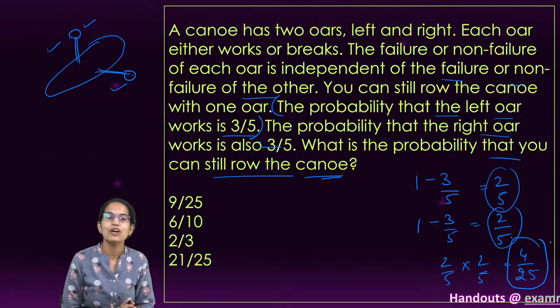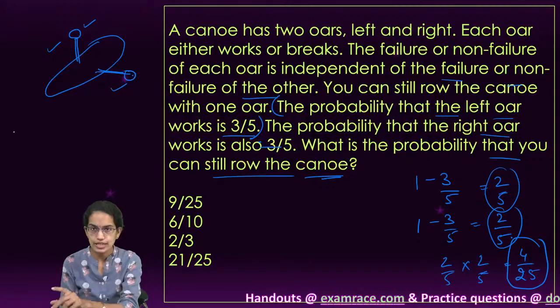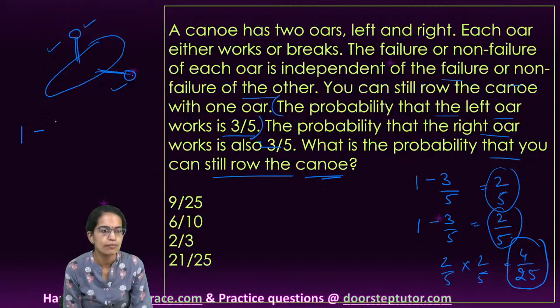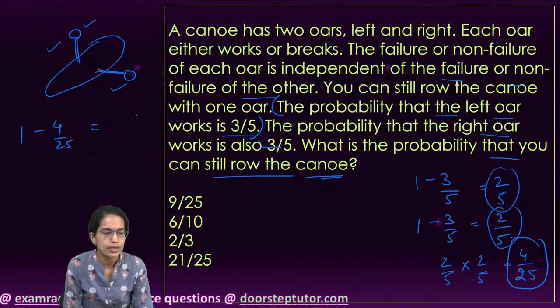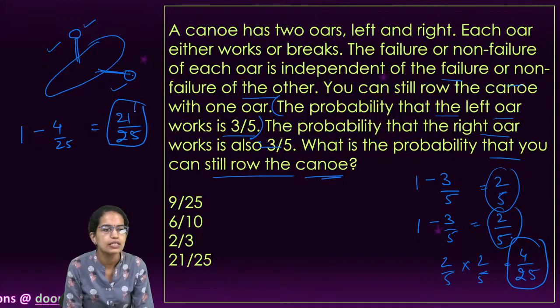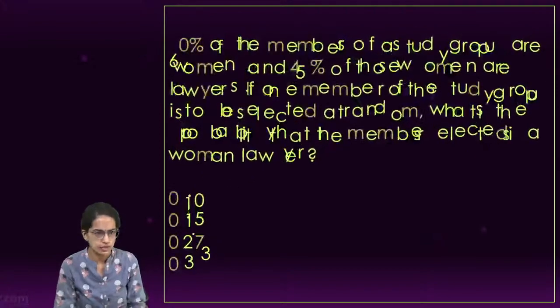Now you have to find out a scenario where you can still row the boat. So that's the only case where you won't be able to row. Now the case where you would be able to row is 1 minus 4 by 25. That makes it 21 by 25 as the right answer. Clear? Let's move on to the last question for today.